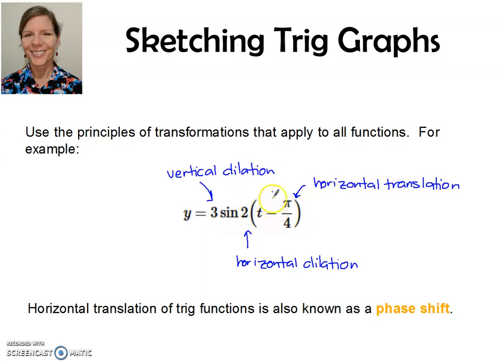But if you remember that we're replacing, so if we started with sine of t, we replace that with sine 2t, there's your horizontal dilation, and then we replace this t with t minus pi over 4, sine of t minus pi over 4. That's dilation, and then that's translation. So that's the way to think about it, or you can just memorize it: reverse BIMDAS, or if the dilation is outside the brackets, it means dilation first. But it is important that you get those in the right order.